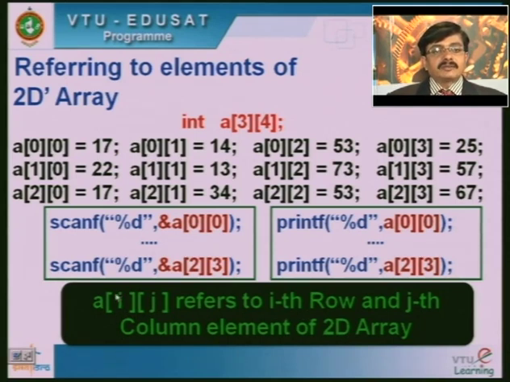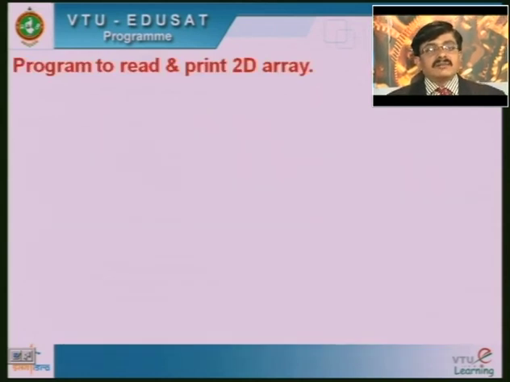The first subscript will specify which particular row we are trying to access, and the second subscript will specify, in the ith row, which particular column we are trying to access. So, a of ij means the ith row and jth column element will be printed there. Now, having this idea, let us write certain programs on 2-dimensional arrays.